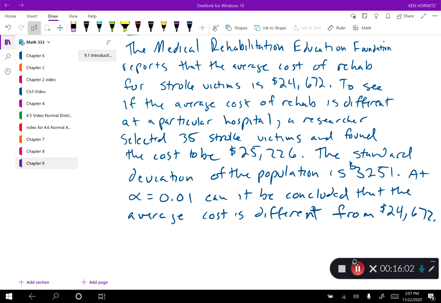So, the Medical Rehabilitation Education Foundation reports that the average cost of rehab for stroke victims is $24,672. To see if the average cost of rehabilitation is different at a particular hospital, a researcher selected 35 stroke victims and found the cost to be $25,226. The standard deviation for the population is $3,251. At alpha equals 0.01, can it be concluded that the average cost is different from $24,672? Now, before we start this problem, I want to take notice.